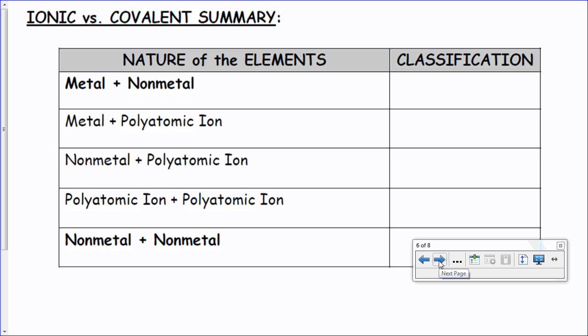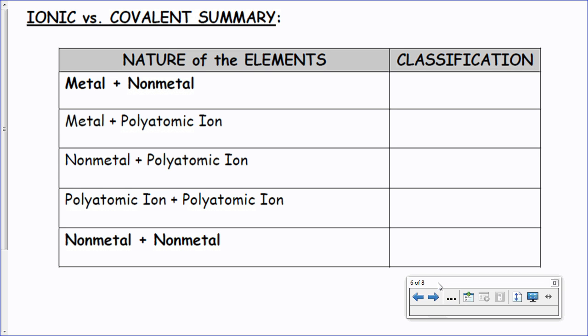So to classify a type of bond, we're going to say it's ionic or covalent. So you look back at your four examples, actually five examples, of ionic versus covalent, and classify these as ionic versus covalent. One of the two words will go into the box for your classification.